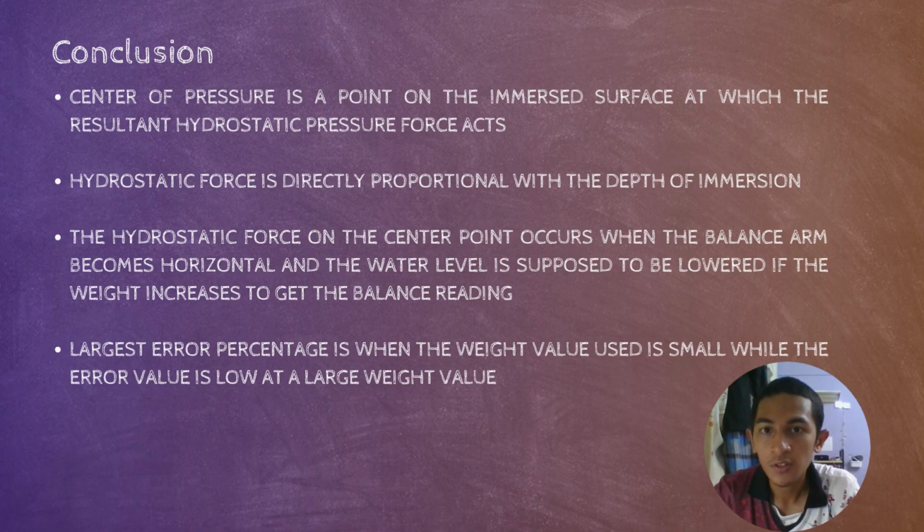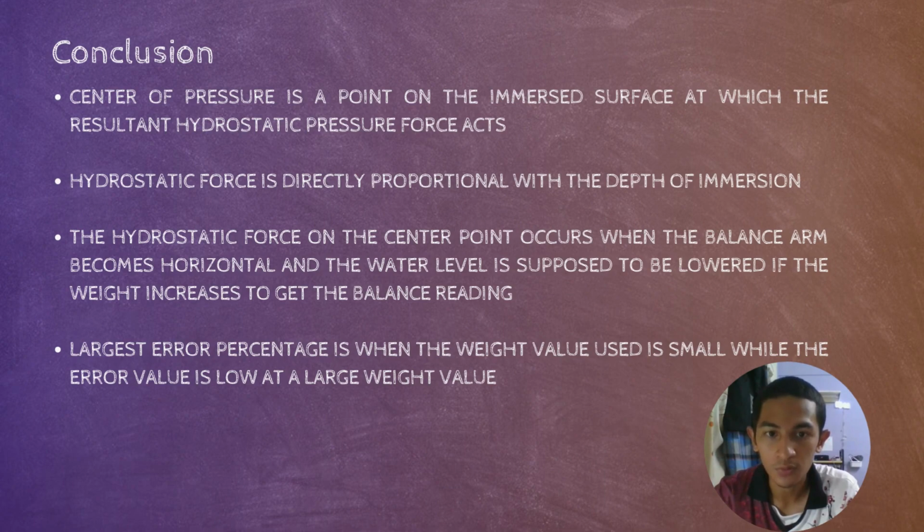In conclusion, the center of pressure is a point on the immersed surface at which the resultant hydrostatic pressure force acts. From the graph shown, hydrostatic force is directly proportional to the depth of immersion. The hydrostatic force on the center point occurs when the balance arm becomes horizontal, and the water level is supposed to be lower if the weight increases to get the balance reading. Larger error percentage occurs when the weight value used is small, while the error value is low at the large weight value.